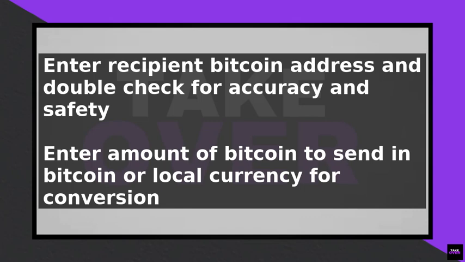Next, enter the amount of Bitcoin you want to send. You can choose to enter the amount in Bitcoin or in your local currency. If you choose to enter the amount in your local currency, Safello will automatically convert it to Bitcoin. After entering the amount, click on the Send Bitcoin button.